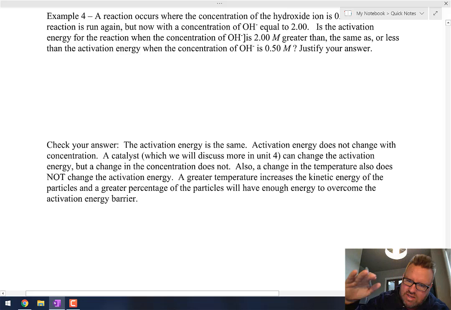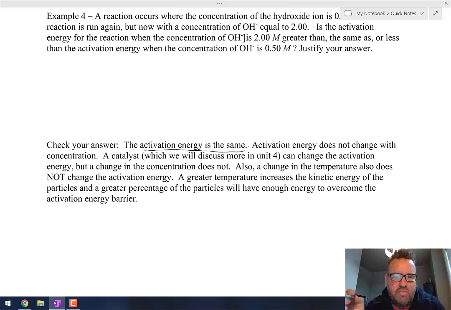It still takes as much energy to break those bonds, whether it's 0.5 molar or 2 molar, than if it's at a different temperature or something like that. So in this case, the activation energy is the same because activation energy does not change with concentration. A catalyst, which is something we'll talk about more in Unit 4, can cause the activation energy to change, but a change in concentration does not.